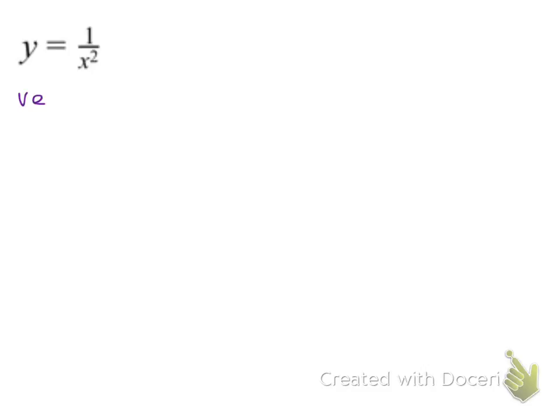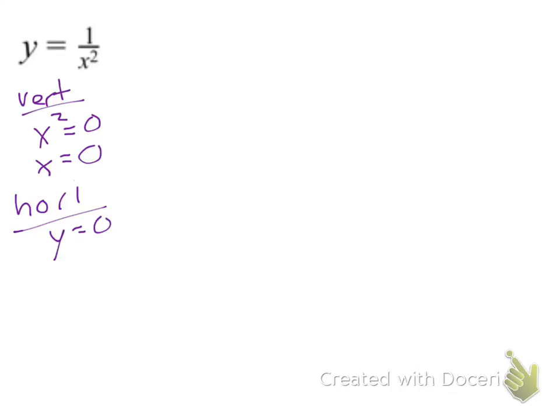So, first thing, vertical asymptote. X squared equals 0, or x equals the square root of 0, plus or minus, really, right? But what is the square root of 0? 0. So we still have x equals 0. Interesting. The horizontal asymptote, same. Y equals 0, right? Now we have to go to x-intercepts.